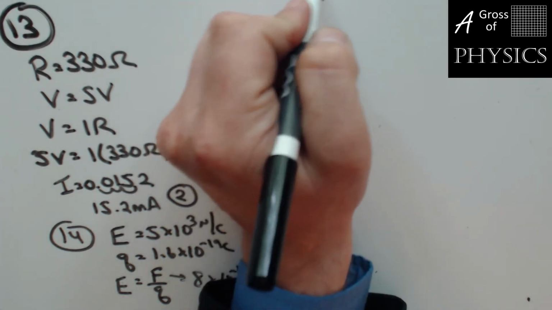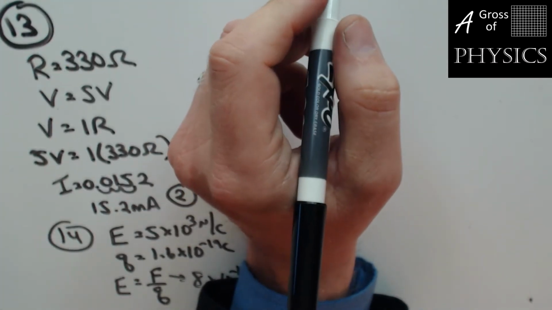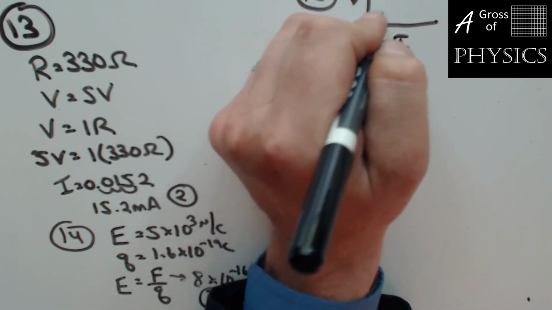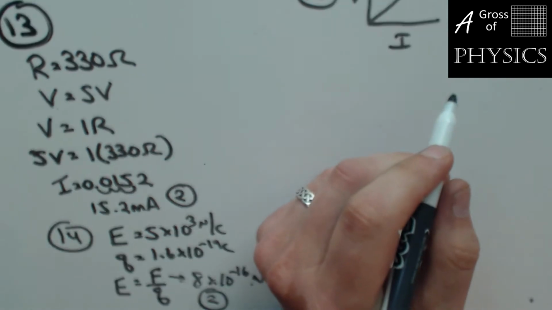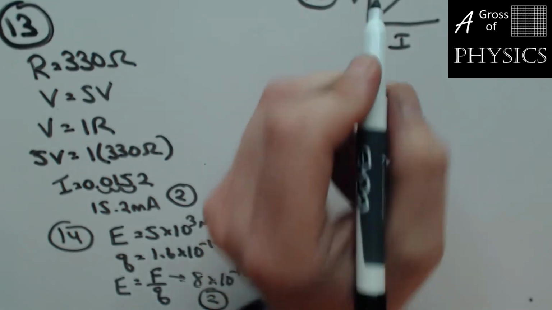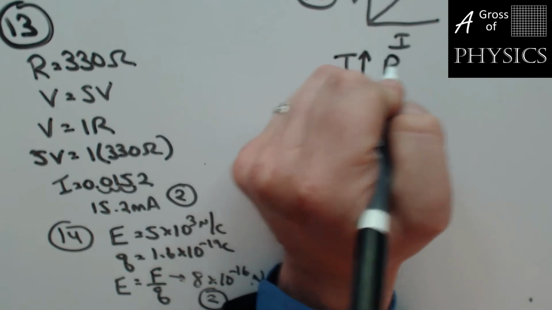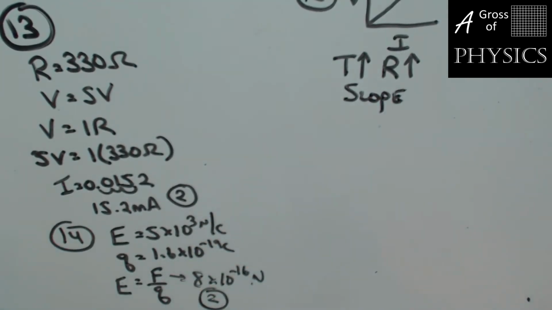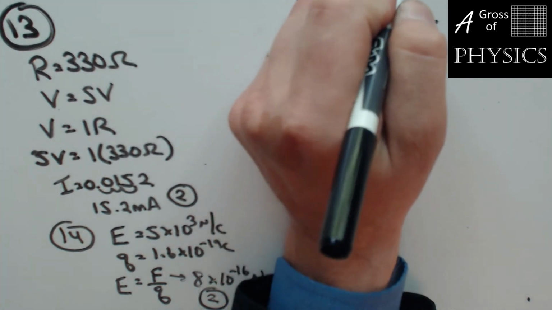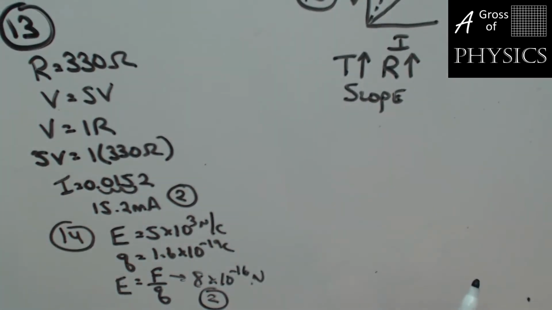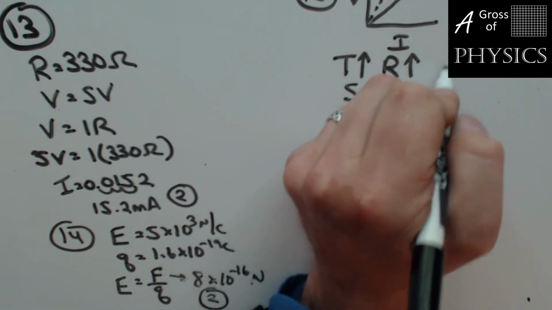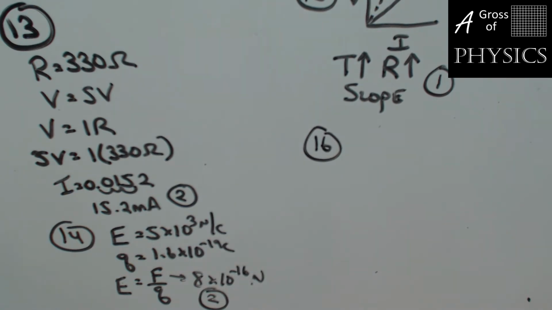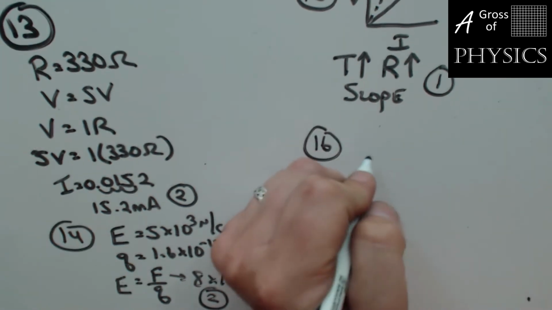All right, 15. We have a graph showing potential difference and current, and it looks like this. Now what we're going to do is increase the temperature. If the temperature goes up, the resistance goes up. Now the slope of this graph shows resistance. So what we need is one that shows a steeper graph. And the only one that shows that is choice 1. No math required.